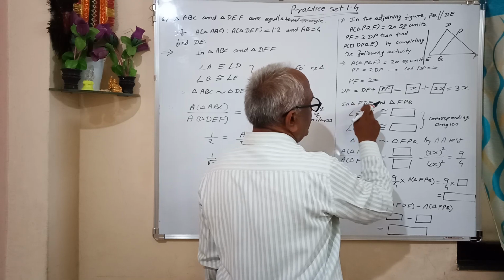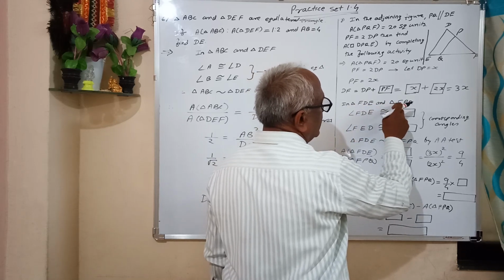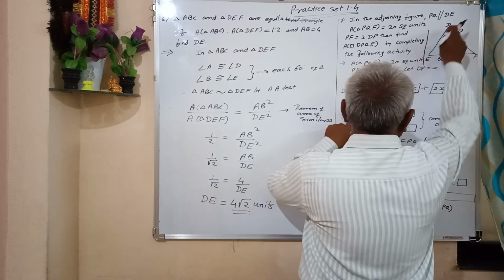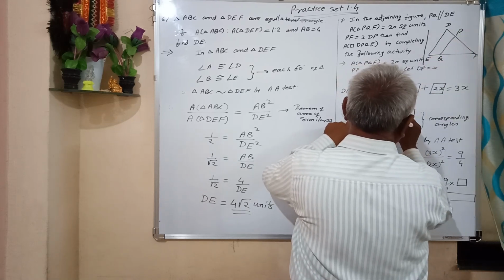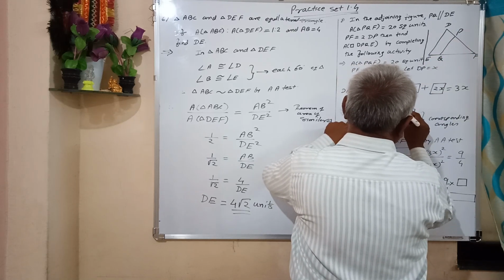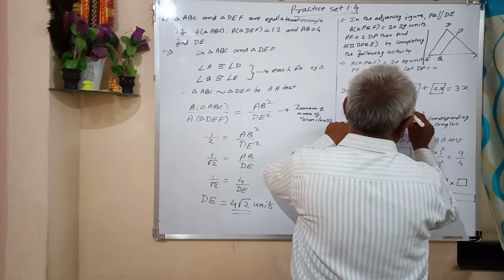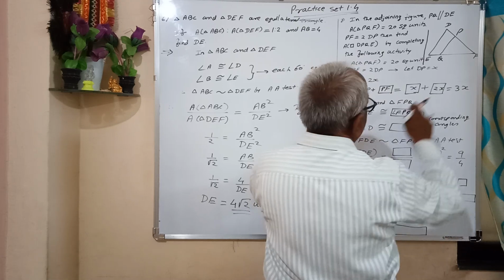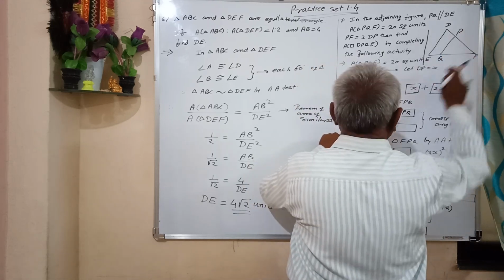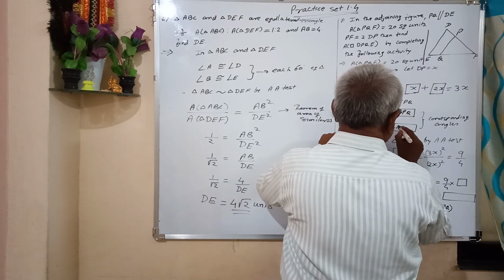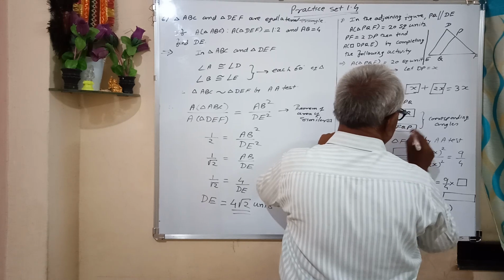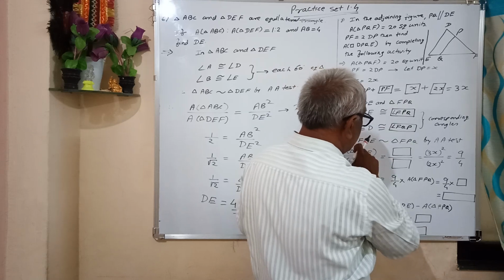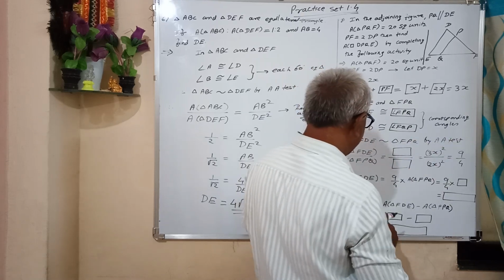In triangle FDE and triangle FPQ, angle FDE is congruent to angle FPQ, and angle FED is congruent to angle FQP, that is by corresponding angles. Therefore, these two triangles are similar by AA test.